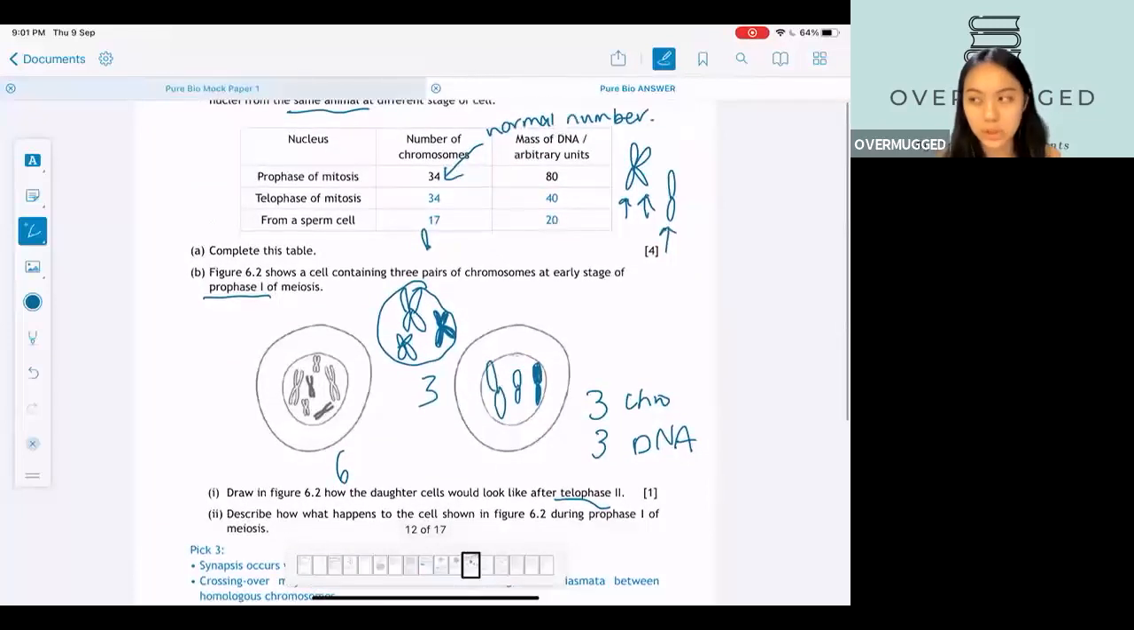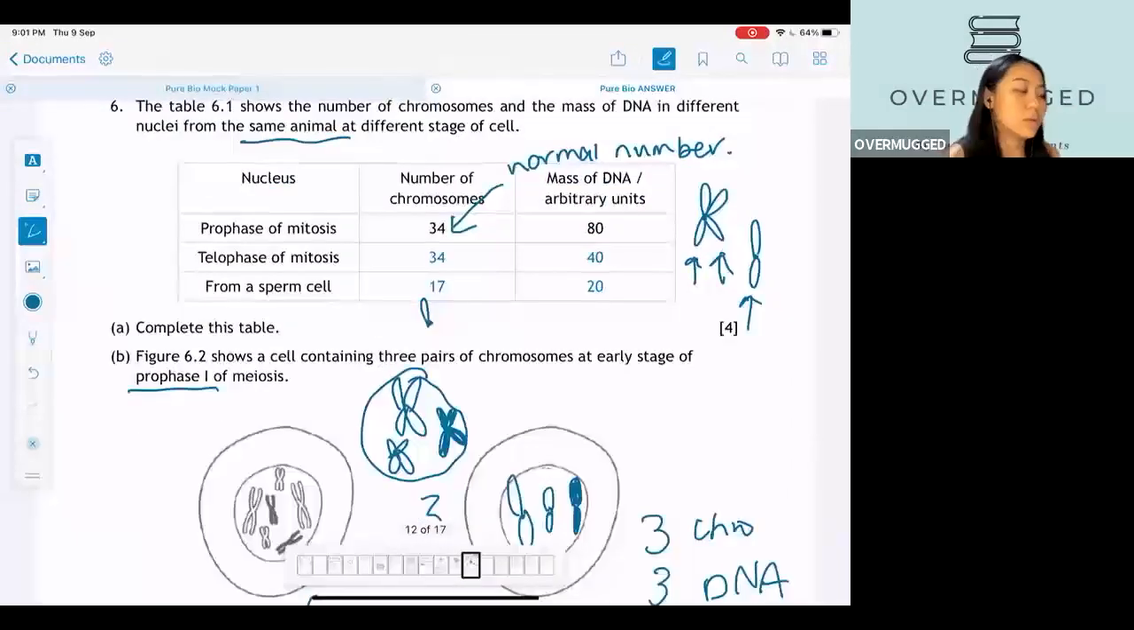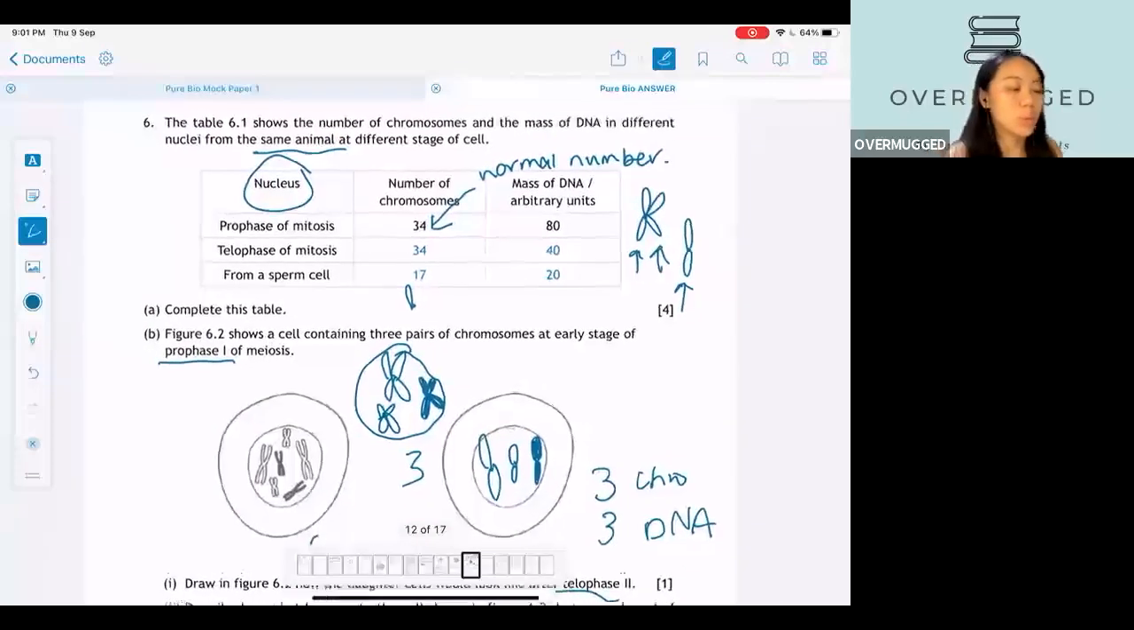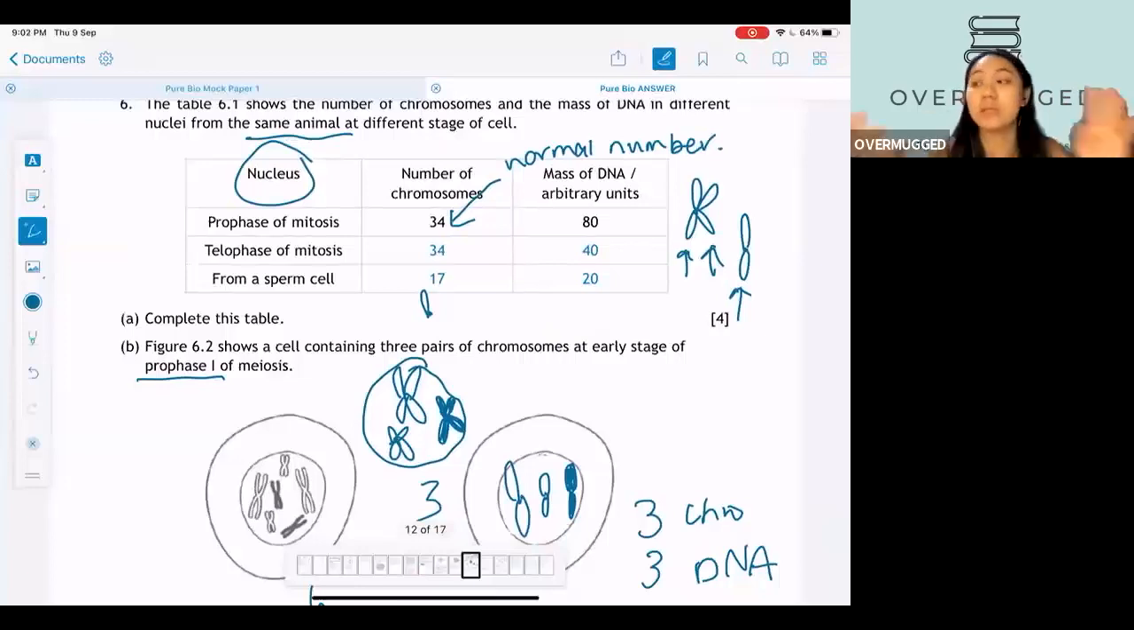For telophase, the shape of the cell is still like an 8, right? So it's not fully separated yet. So do we count the chromosome or DNA? For this question, it is asking for the nucleus. So we can assume that it's just one nucleus of the telophase cell. So we'll count the number of chromosomes is still like that, but DNA is already split up. So we would just count one.